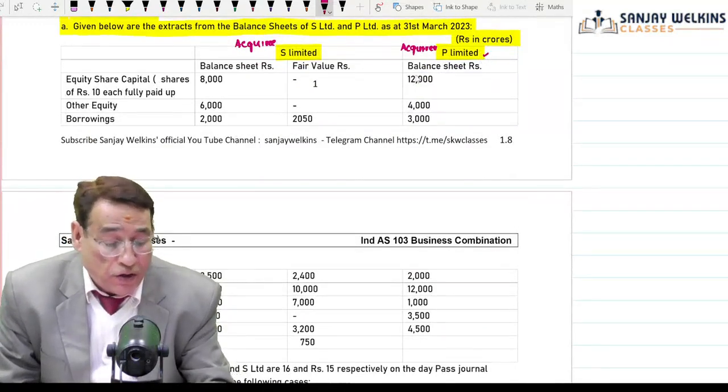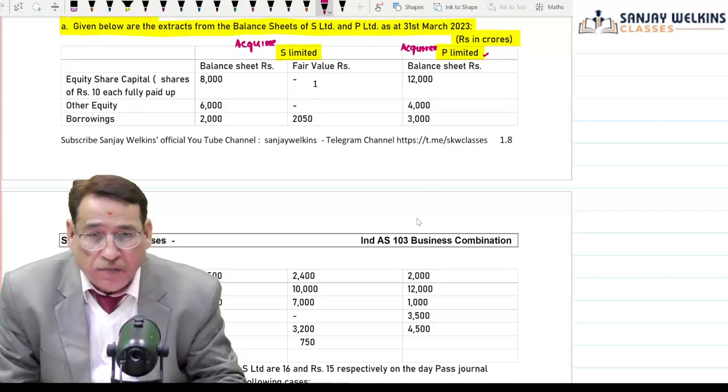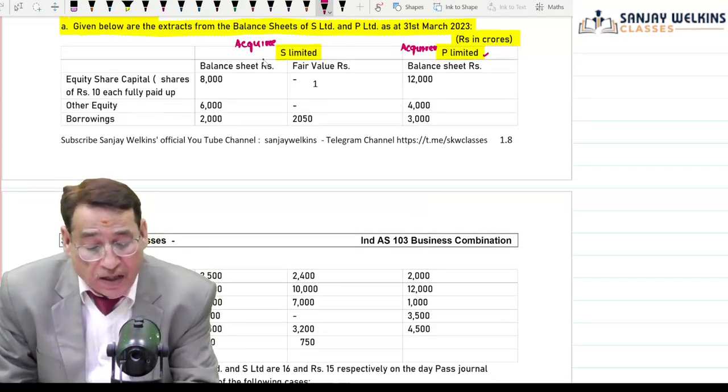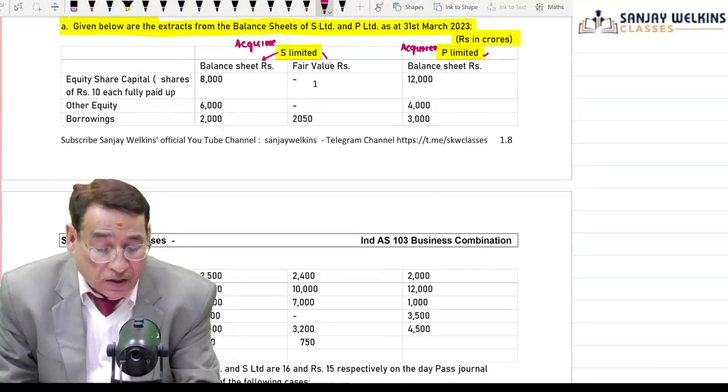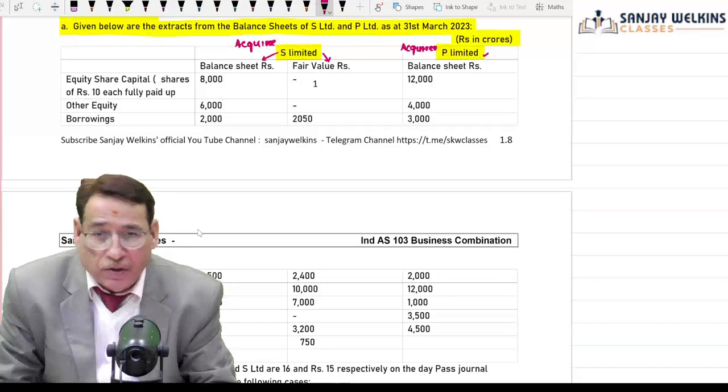Now, you are watching that P Limited has one column of balance sheet. These are some items in the balance sheet. Whereas as far as S Limited is concerned, some balance sheet items are given. Besides that, the fair value of each item is also given.